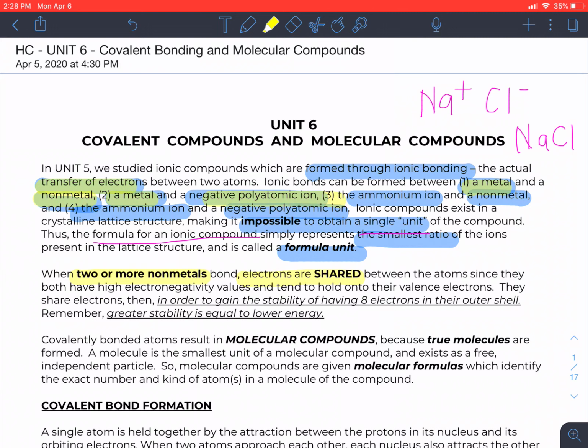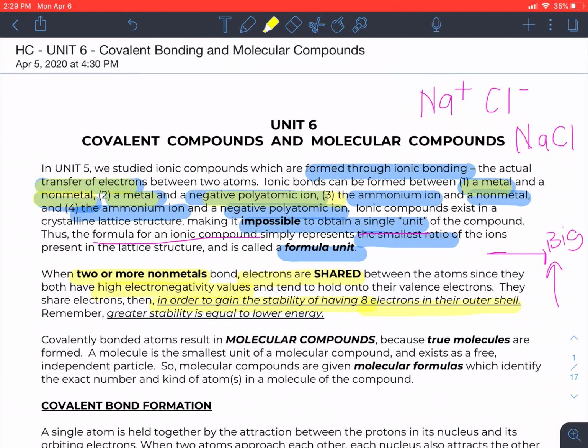Electrons are shared between the atoms since they both have high electronegativity values. If you remember the trend for electronegativity, it increases up and to the right. Hopefully those that did their project on electronegativity got it correct. They have high electronegativity values and tend to hold their valence electrons more strongly. They share electrons then, in order to gain the stability of having 8 electrons in their outer shell. That's their main goal. They want to have 8. Greater stability is equal to lower energy.